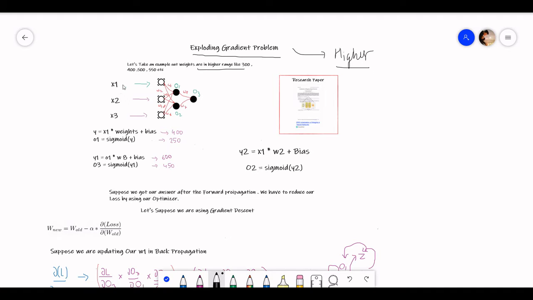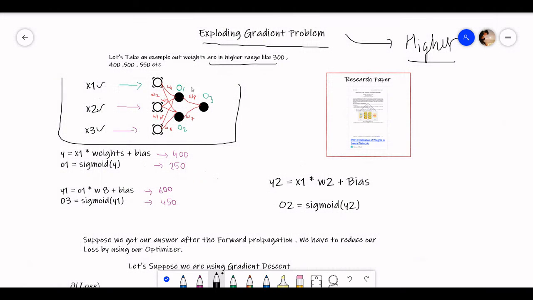So let's take an example. It is our neural network. Here we have three inputs x1, x2, x3. These are our weights and these are our outputs with respect to each neuron. Suppose first we have to find the value of O1. So O1 will be the sigmoid function of y, because y is nothing but x1 multiplied by w1 plus bias.